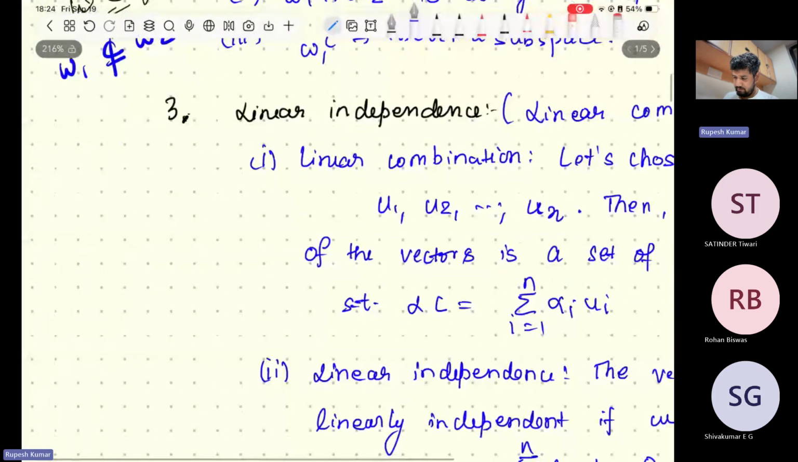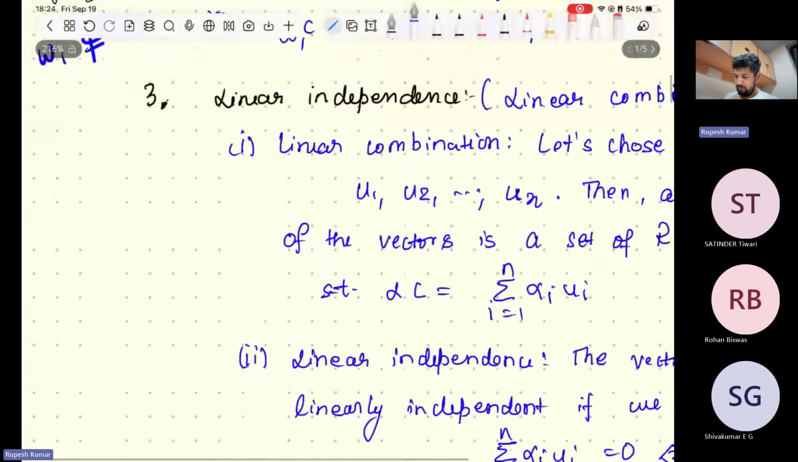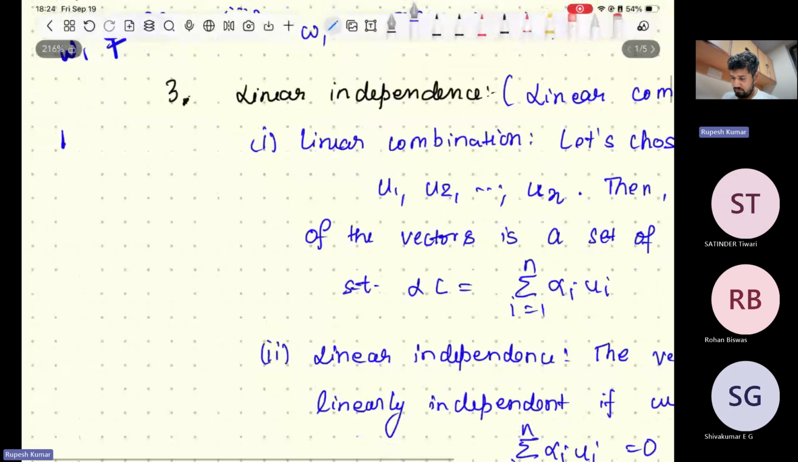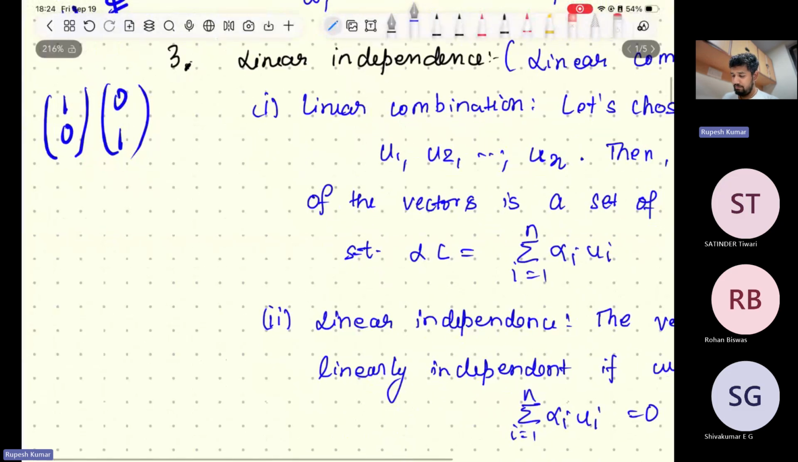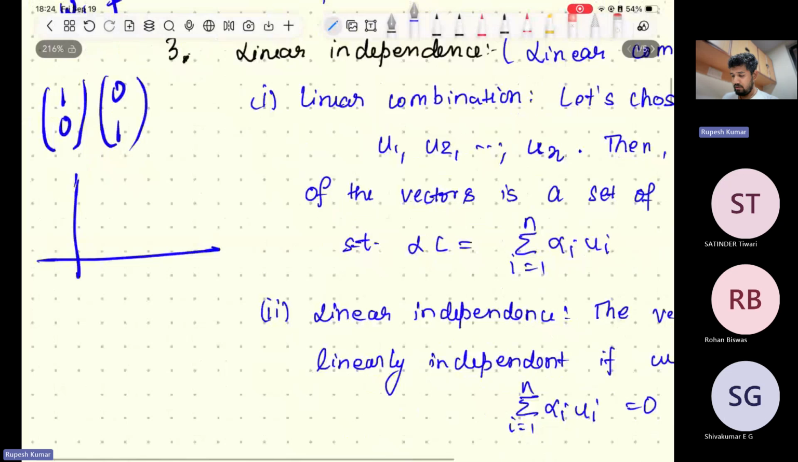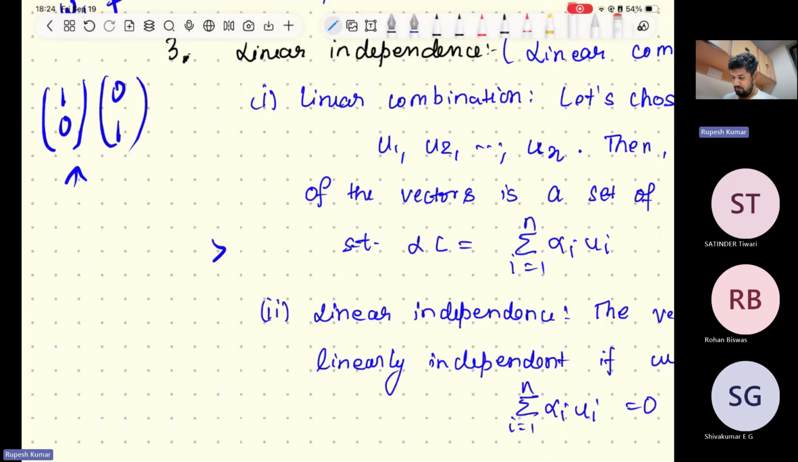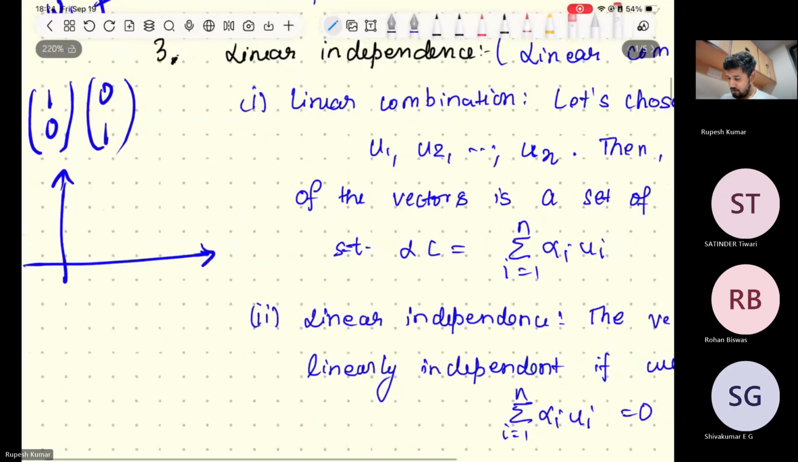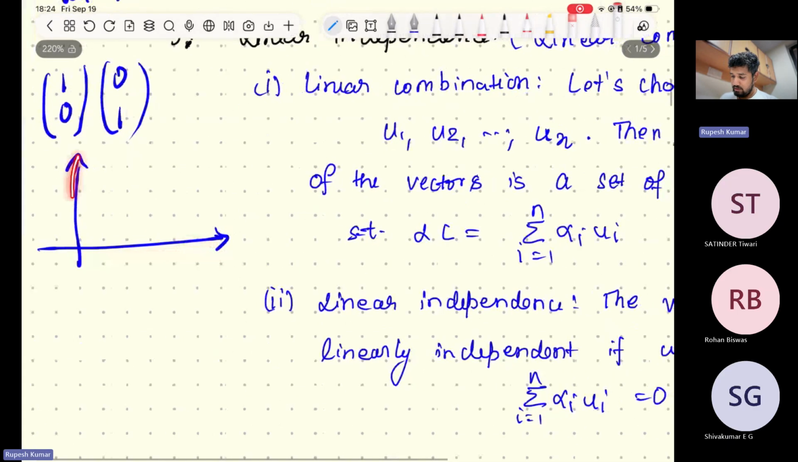Let's see. We are talking about vector subspaces, right? So let's take (1, 0) and (0, 1). Let's take the very basic example in the Euclidean plane. You have to define two vector spaces. One that passes through the x-axis, this is one vector space. Then another one that passes through the y-axis.